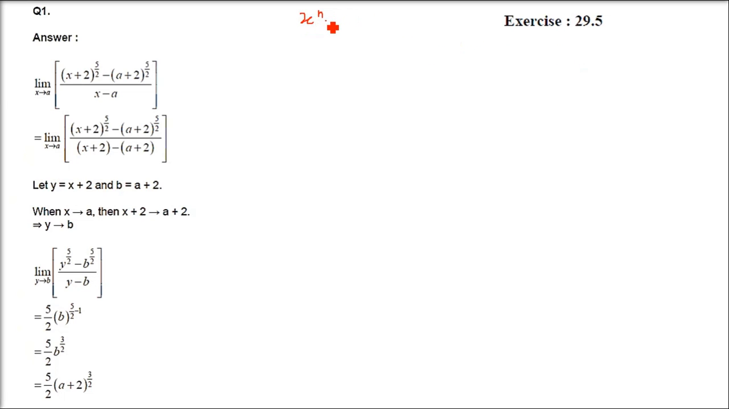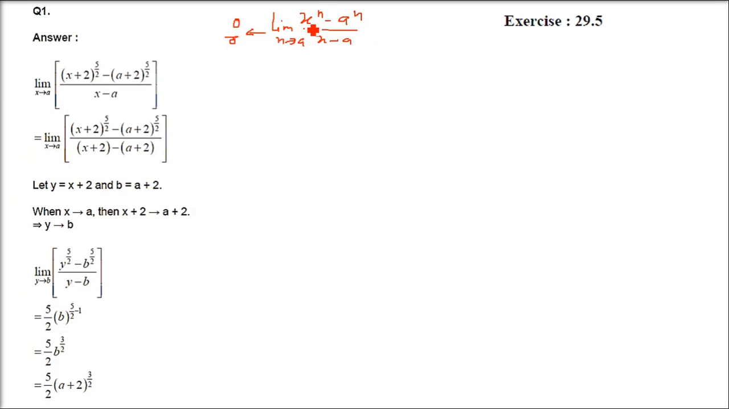And what is this? (x to the power n minus a to the power n) by (x minus a). This is an expression, and in this, x tends to a. So this is evaluation of algebraic limits by using some standard limits. When x tends to a, what are you going to get? If you put x as a, it will be 0 in the numerator and 0 in the denominator. This is the problem.